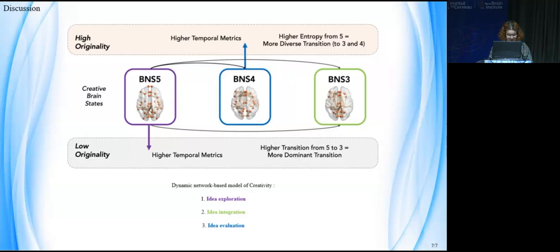Also, the study highlights the importance of neural flexibility, the ability to move dynamically between exploration, integration, and evaluation. And altogether, our results support a dynamic network-based model of creativity, where creative thinking starts with spontaneous idea generation, moves into integration, and is refined through evaluation.